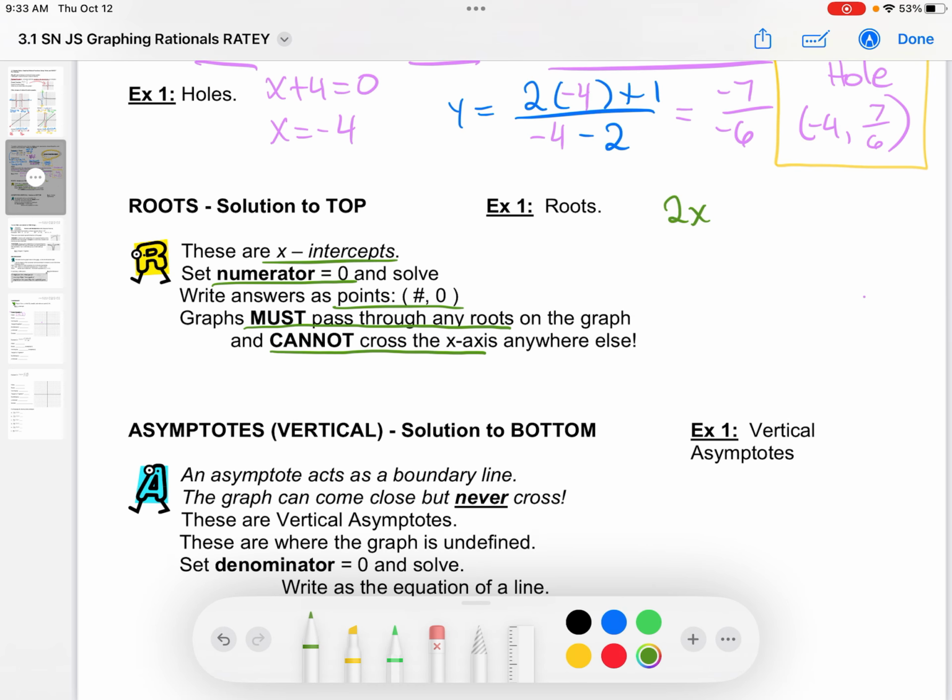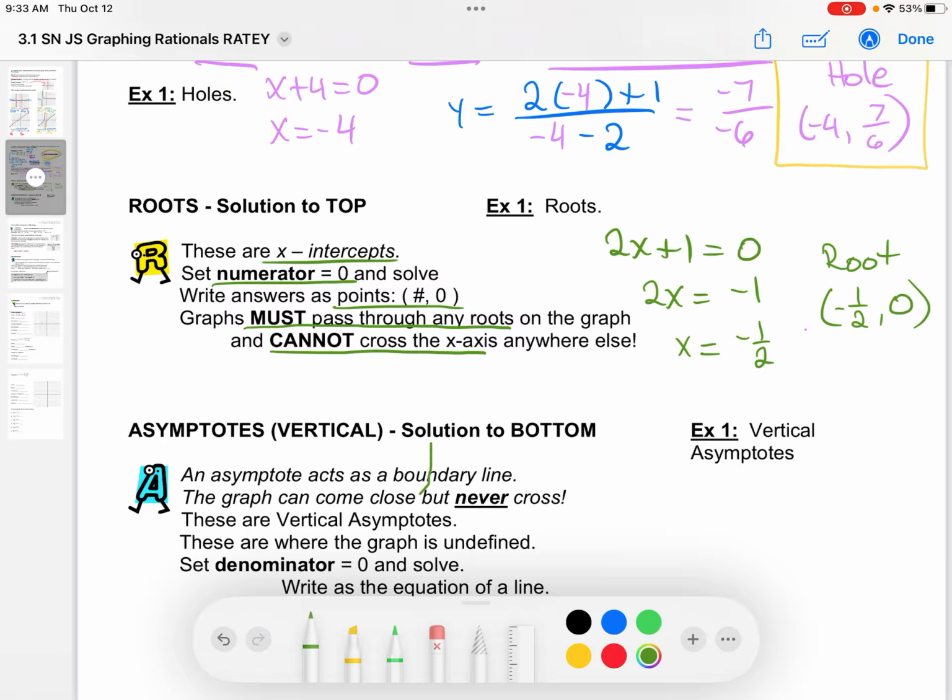So the factor we have remaining in the top is 2x plus 1. Take that 2x plus 1, set it equal to 0. So 2x is equal to -1. x is equal to -1/2. So our graph will cross the x-axis at -1/2. We need to write that as an ordered pair point. The x is -1/2, and the y is 0. So the root of this equation is -1/2, 0.